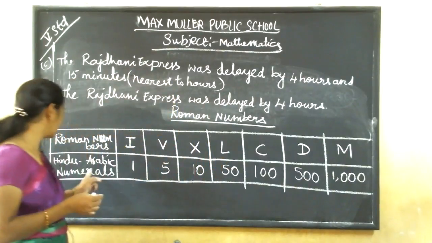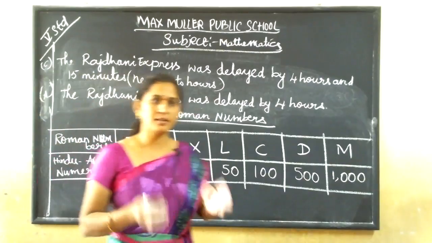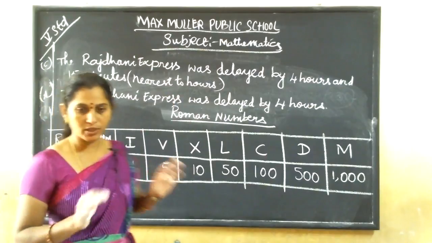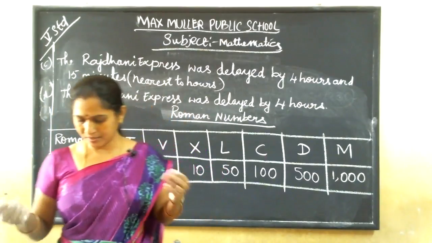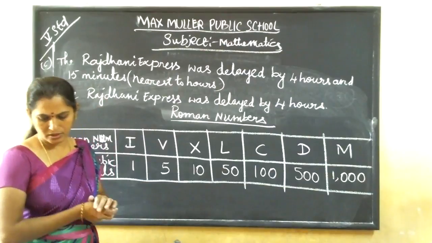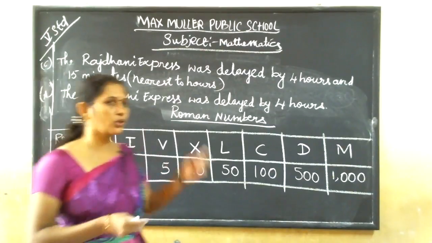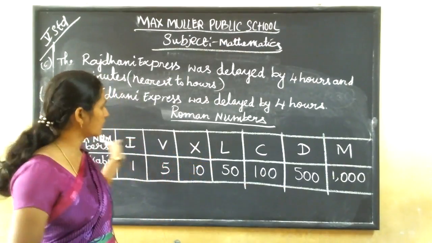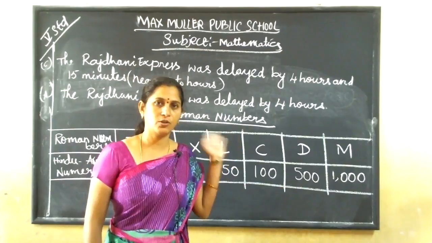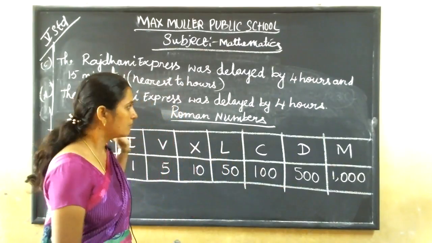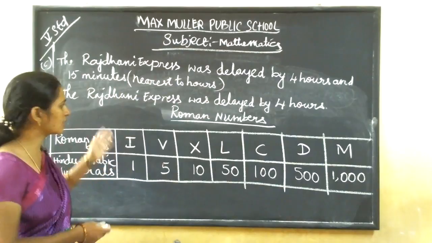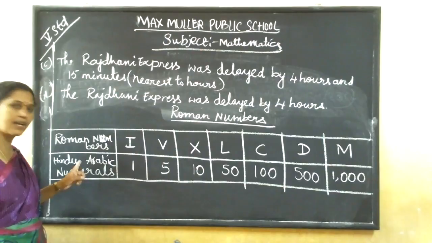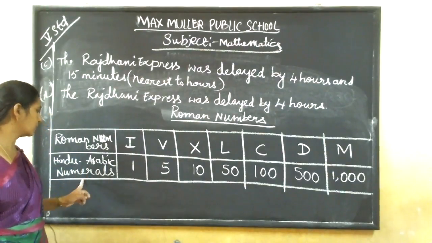Hindu Arabic numerals are what we use in mathematics daily. That is the Hindu Arabic numerals. But Roman numbers we use only separately. Remember that we do not have zero in these Roman numbers. They do not use place value. They don't have zero and they don't use any place value. Only some companies or some things use these Roman numbers. Daily in our practice, we use only Hindu Arabic numerals.